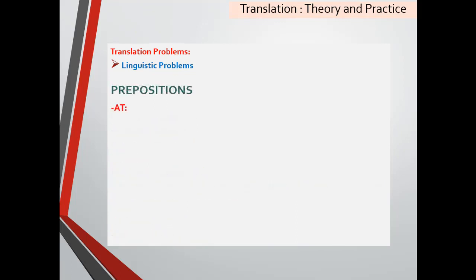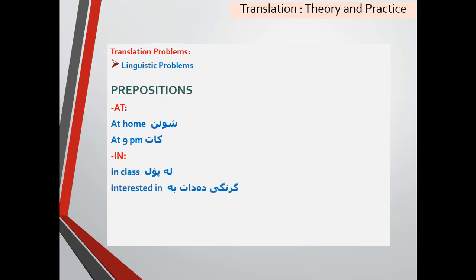At can be used for place and can be used for time. At home, at school, and it could be for time, at 9 p.m. or at 7 o'clock. In also has several meanings. In class, لە پۆل, or interested in, گرنگی دەدات بە. On also, on the table, لەسەر مێز, and depend on, پشت دەبەستێت بە. These seem to be very easy, but even these prepositions have some challenges, especially when they have special uses, and we talk about them in a minute.